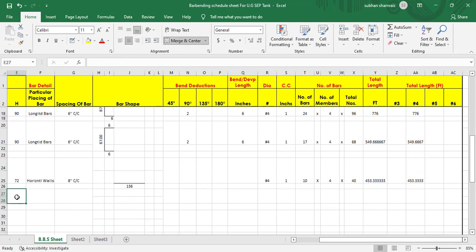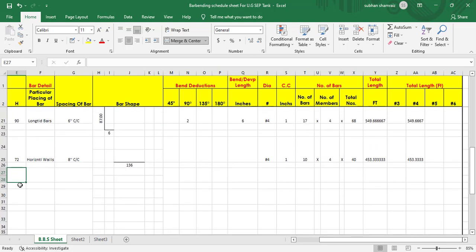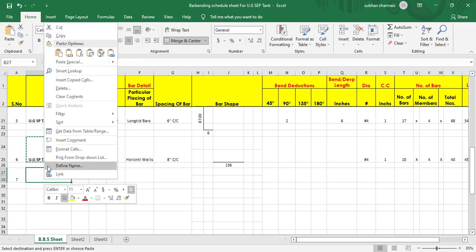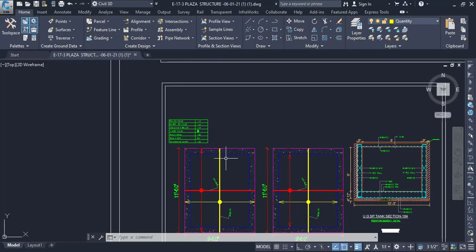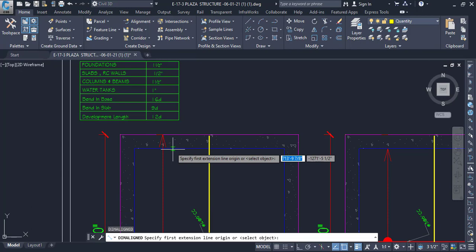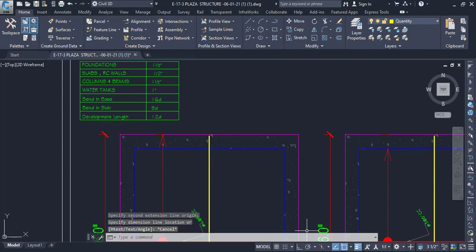Okay, so next to it, 70. Okay, let me move over here, number 7. Okay, and again underground in the same, paste it over here. Okay, and now we'll put here this wall as the length of the wall, because we need to put here in this direction as well. Yes, so this is 9 feet 6 inch.